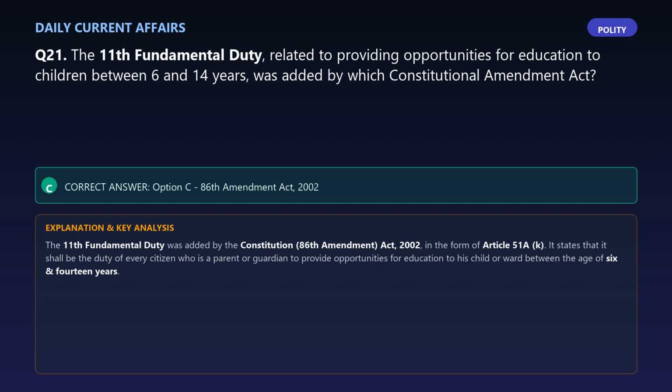Explanation. The 11th fundamental duty was added by the Constitution, 86th Amendment Act, 2002, in the form of Article 51A(k). It states that it shall be the duty of every citizen who is a parent or guardian to provide opportunities for education to his child or ward between the age of 6 and 14 years.